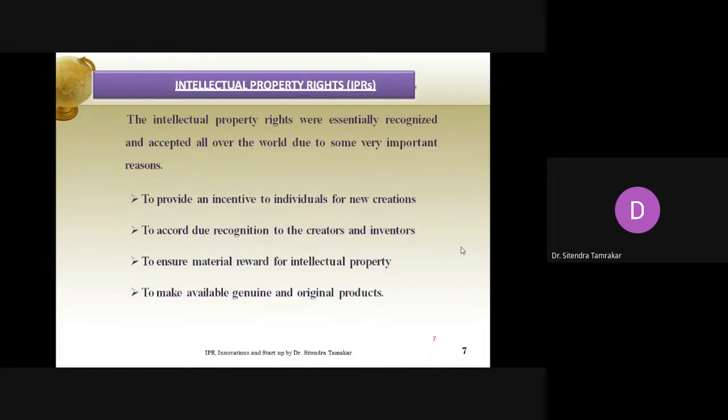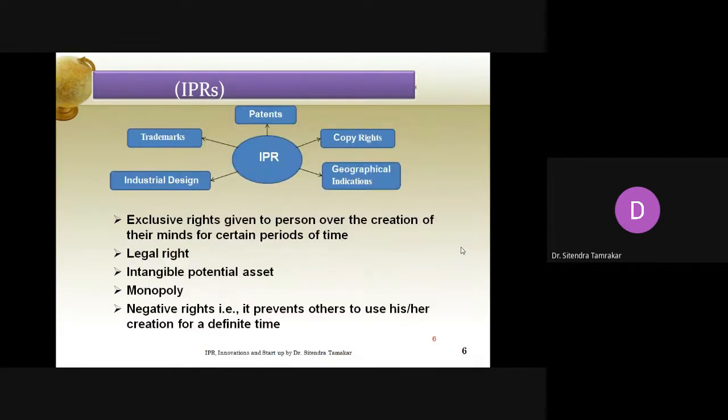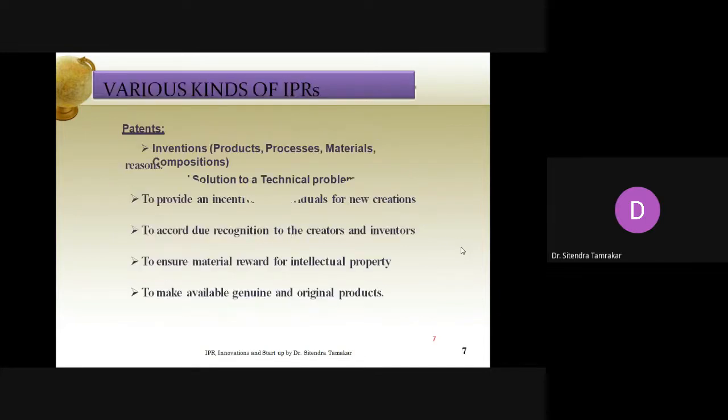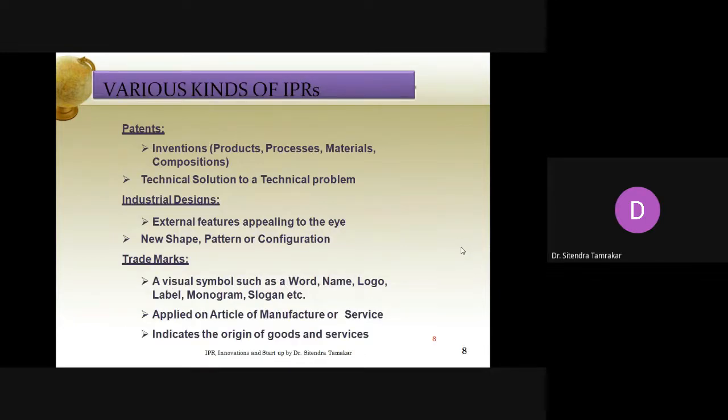This IPR generally comes in categories such as patent, copyrights, GIs, industrial design, and trademark. So a patent comes in the form of products, materials, compositions, or processes, or solutions to a specific problem. It may be a technical problem, it may be a layman's problem.